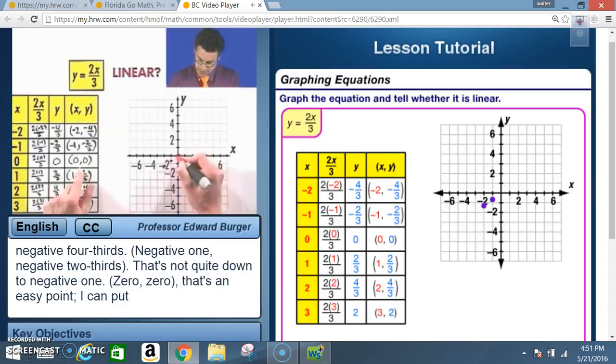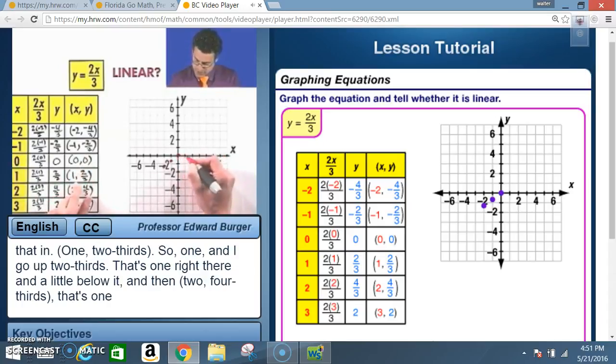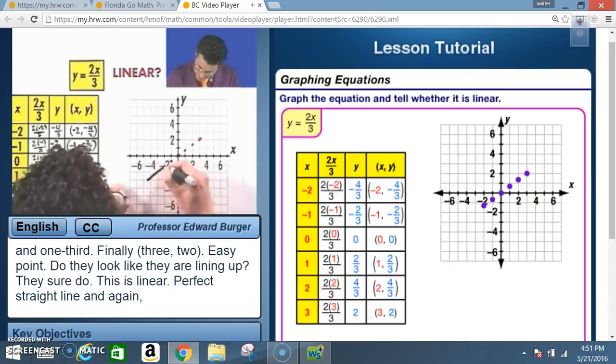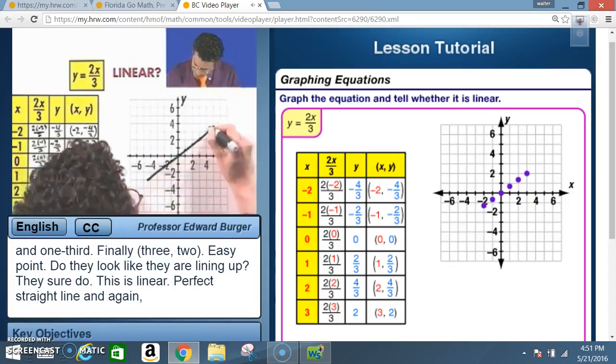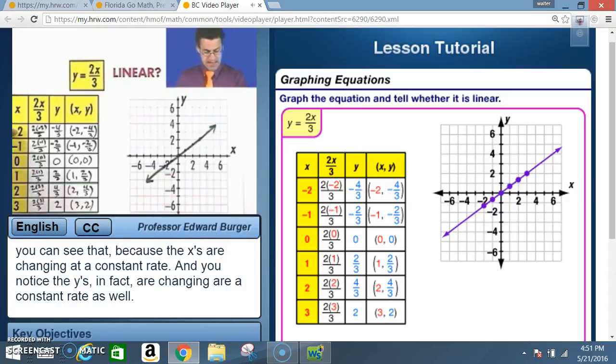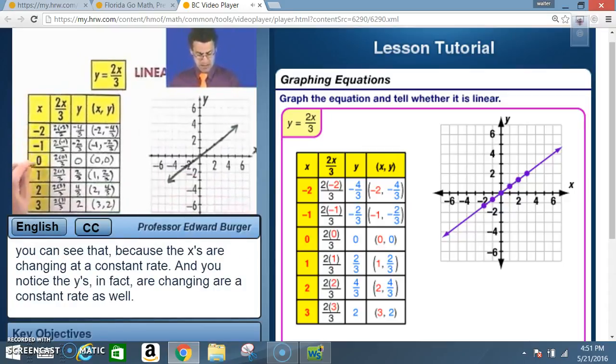0, 0, that's an easy point, I can put that in. 1, 2/3, so 1 and I go up 2/3. That's 1 right there, and that's a little below it. And then 2, 4/3, that's 1 1/3. And then finally 3, 2. That's an easy point. Do they look like they're lining up? They sure do. This is linear. Perfect straight line. And again, you can see that because the x's are changing at a constant rate.